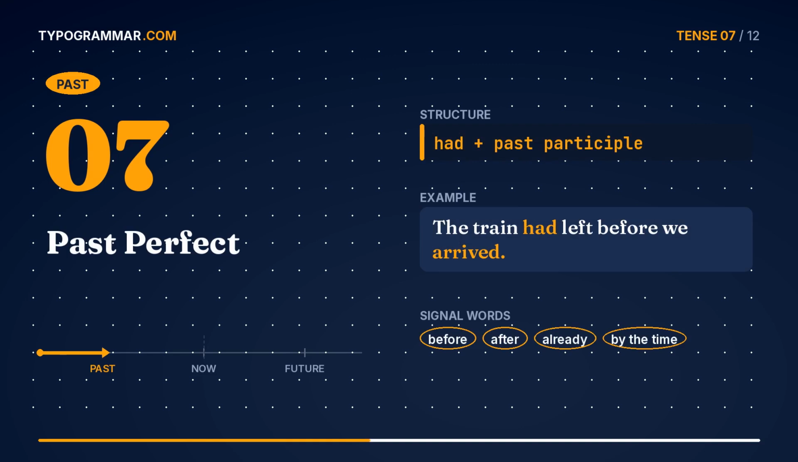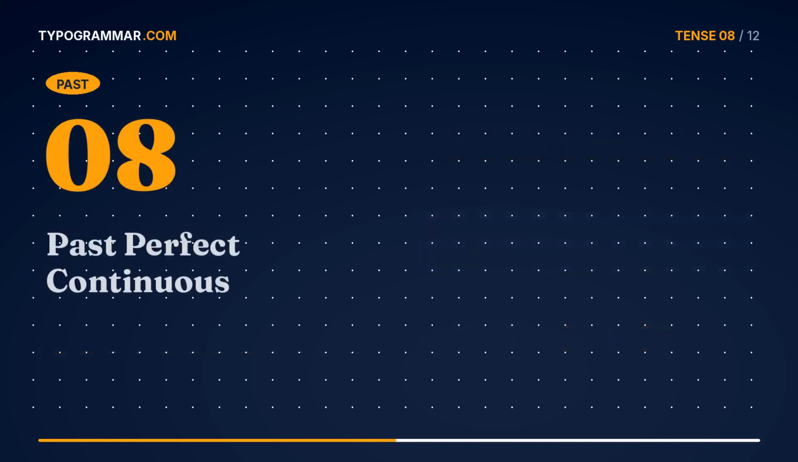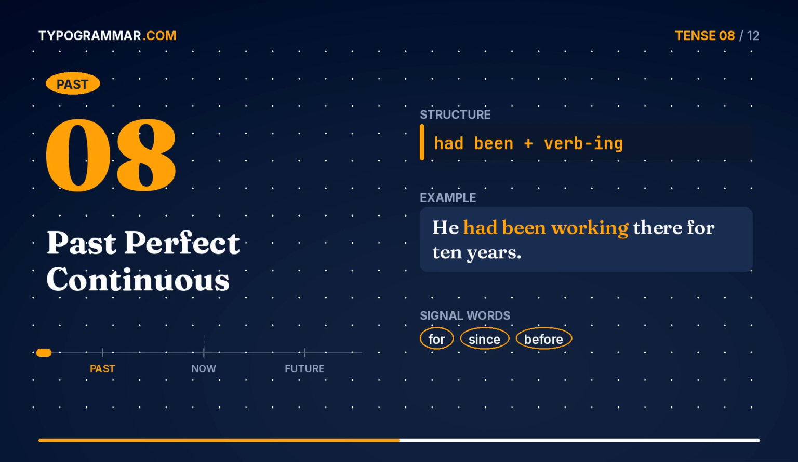Tense number 7, the past perfect. It shows that one past action happened before another past action. The structure is had, plus the past participle. For example, the train had left before we arrived. She had already eaten when I called. Signal words include before, after, already, and by the time. When you need the earlier of 2 past events, the past perfect makes the order crystal clear.